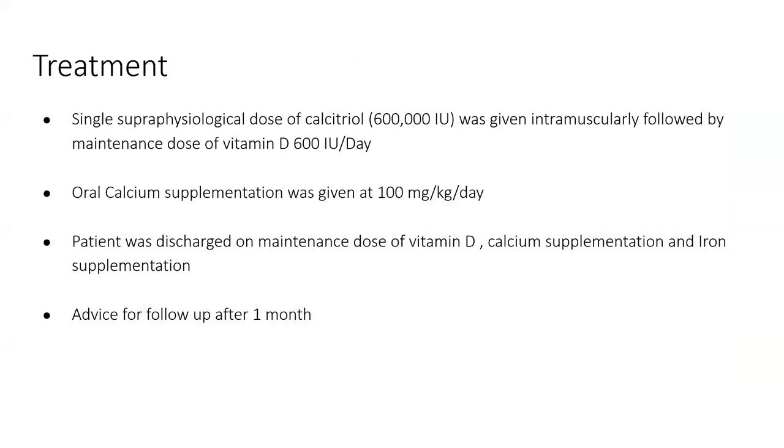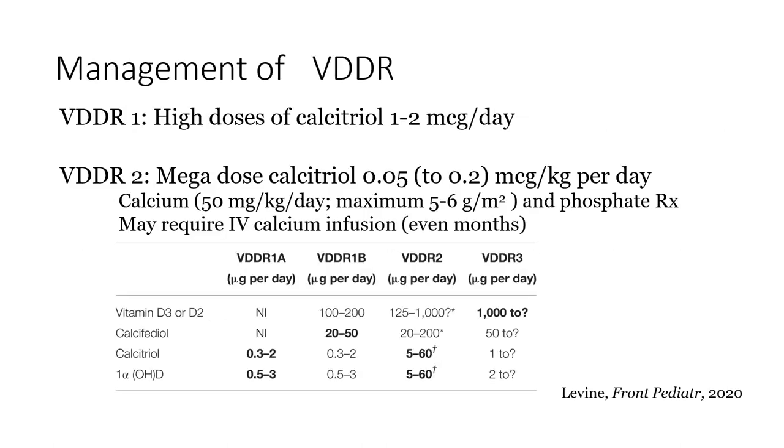In this case, due to receptor defect, there is receptor resistance. So generally supraphysiological high mega dose calcitriol is needed. So a high supraphysiological dose of calcitriol was given, followed by a maintenance dose of vitamin D, and an oral calcium supplement was given at 100 mg per kg per day. The patient was discharged on the maintenance dose of vitamin D, calcium supplement, and iron supplement. Advice for follow-up after 1 month. This slide I already discussed.